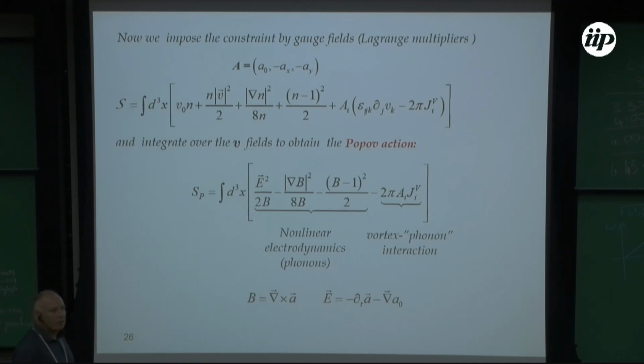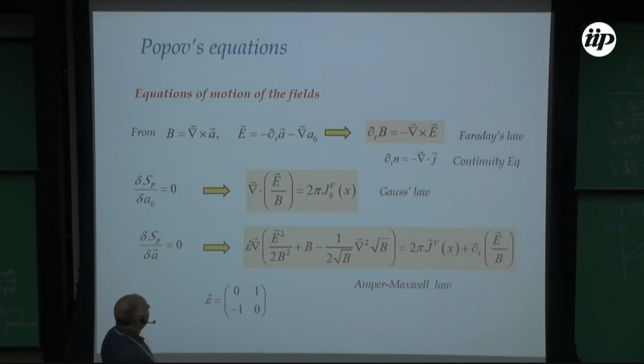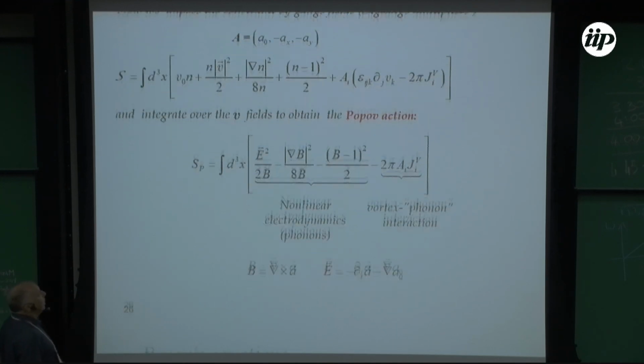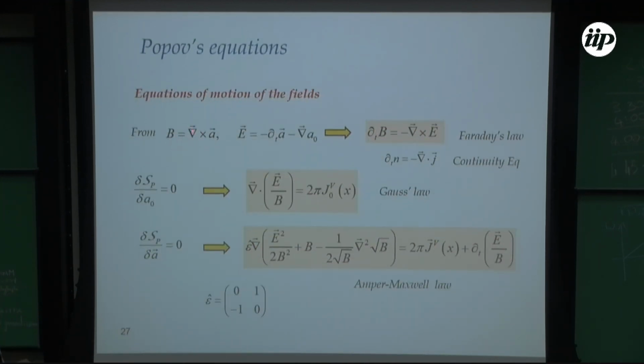Okay, so next we can do the equations of motion. For example, from these relations, from this B and E, you will get just the Faraday law, which, if you trace it back to the original variables, is nothing but the continuity equation. If you take the derivative with respect to the scalar potential, you will get Gauss's law, which is essentially the vortex quantization, the vorticity quantization.